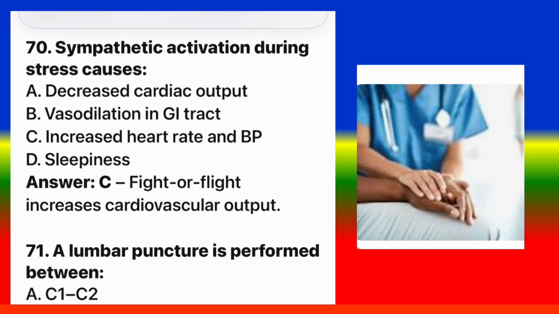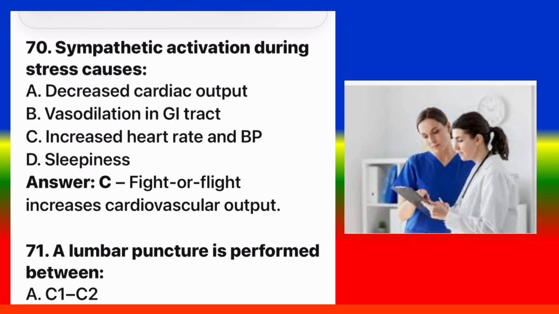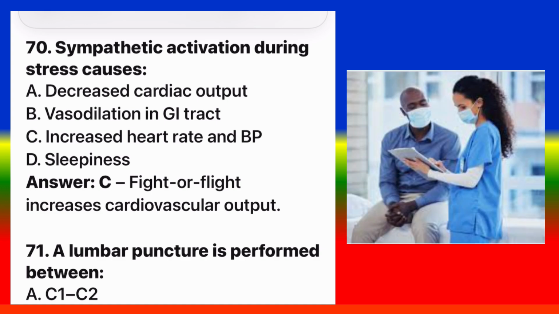70. Sympathetic activation during stress causes A. Decreased cardiac output, B. Vasodilation in GI tract, C. Increased heart rate and BP, D. Sleepiness. Answer C. Fight or flight increases cardiovascular output.